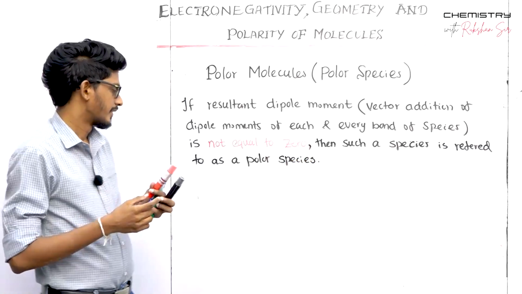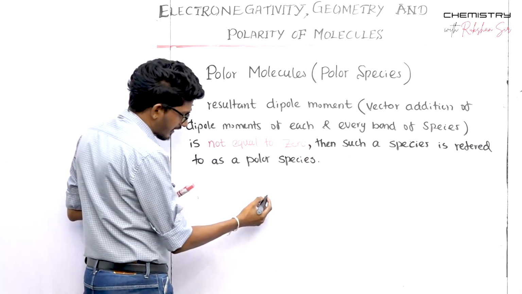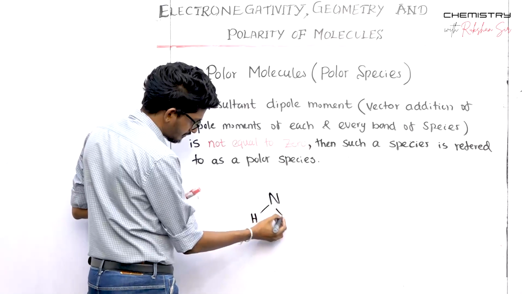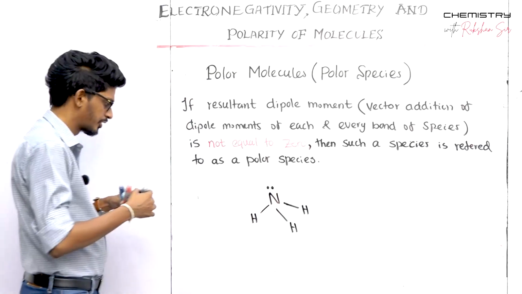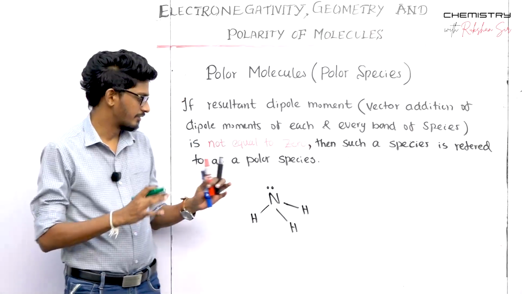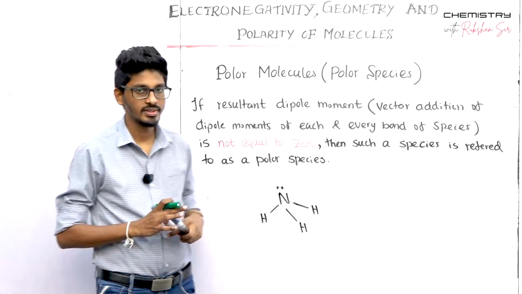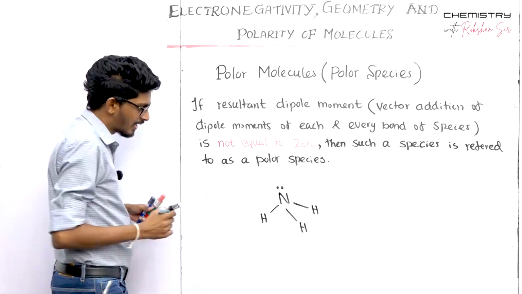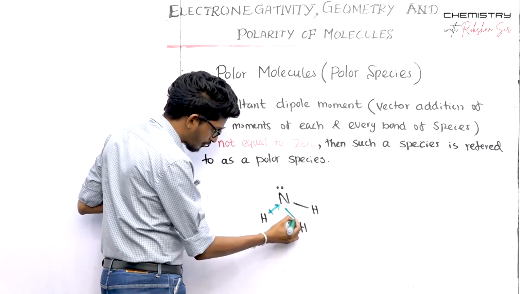Let's get this idea with an example. Let's take NH3. First you have to draw the NH3 with the correct shape, right? That is very important. To decide the dipole moment of a bond, first you have to draw it with the correct shape. Then mark the dipole moments of each and every bond.